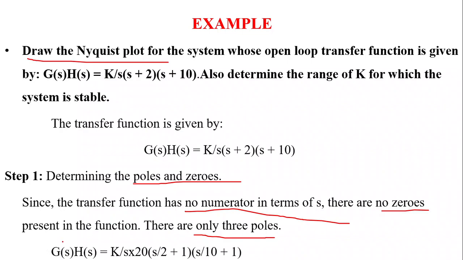That is G(s)H(s) equal to K divided by, in this section we have to convert this in terms of 1 plus s term. For this, K divided by, we have to take 20 as common outside. So s into 20 into (s divided by 2 plus 1) into (s divided by 10 plus 1).